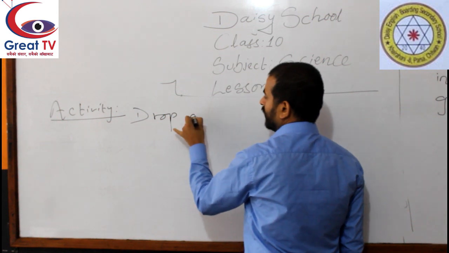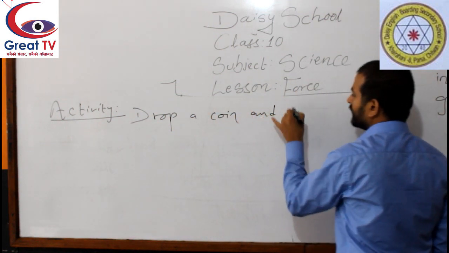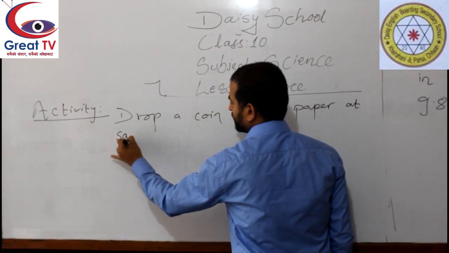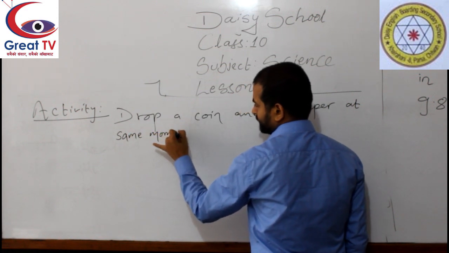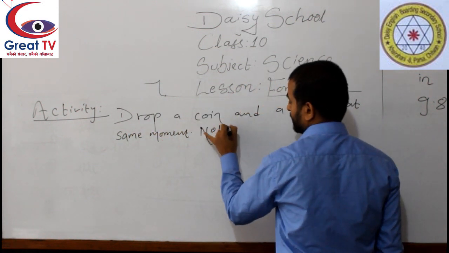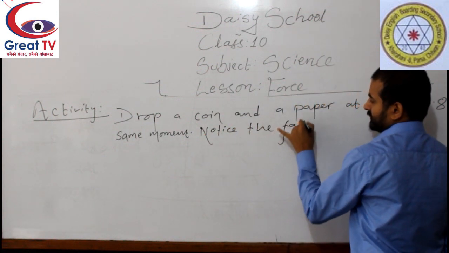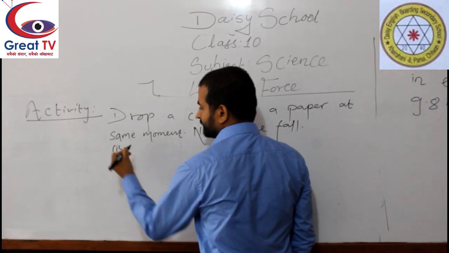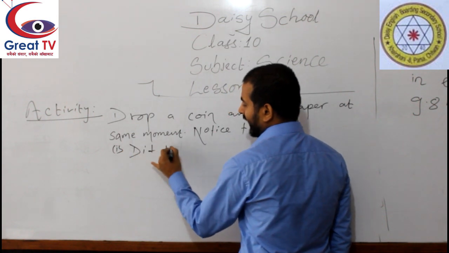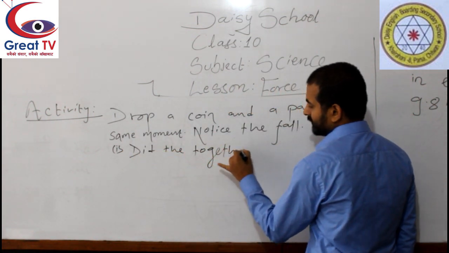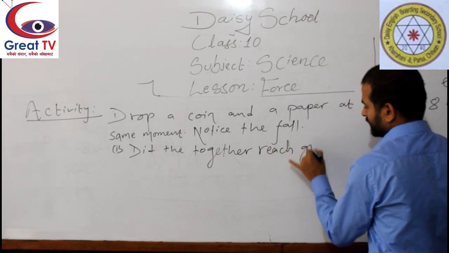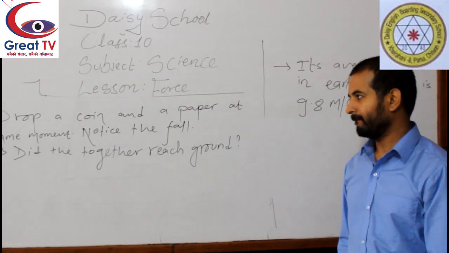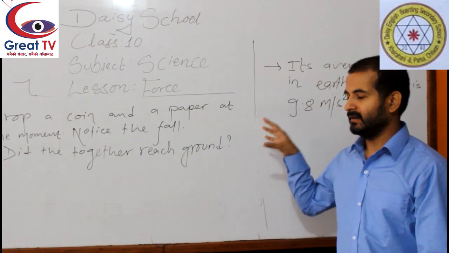Drop a coin and a paper at the same moment. Notice their fall. The first question is, did they together reach the ground? We must notice that.